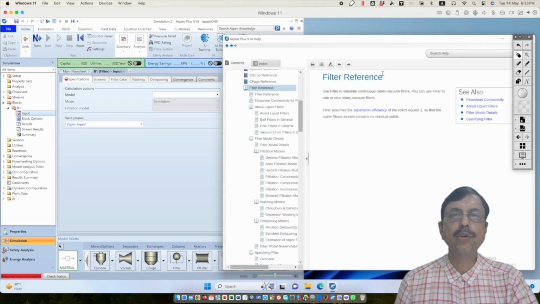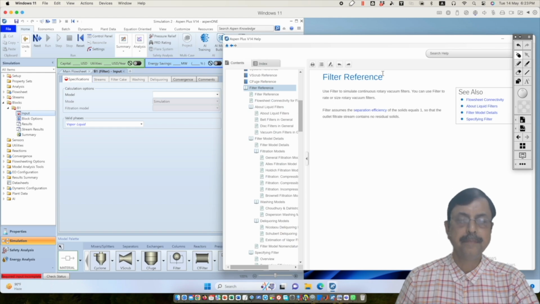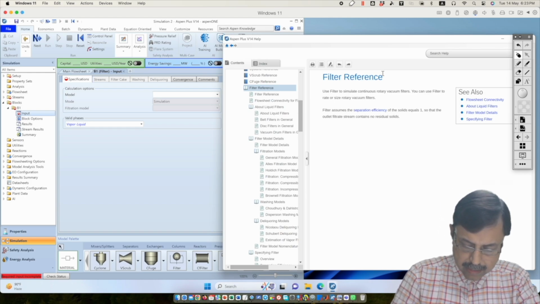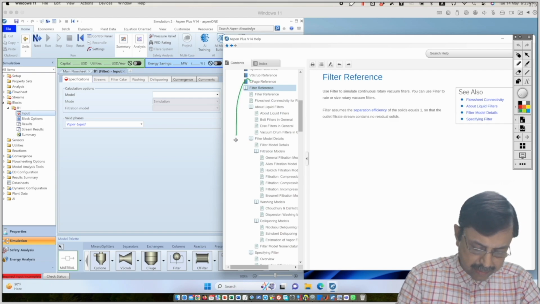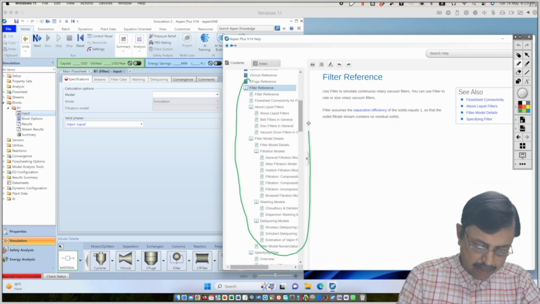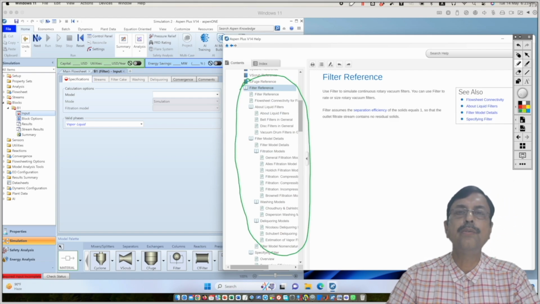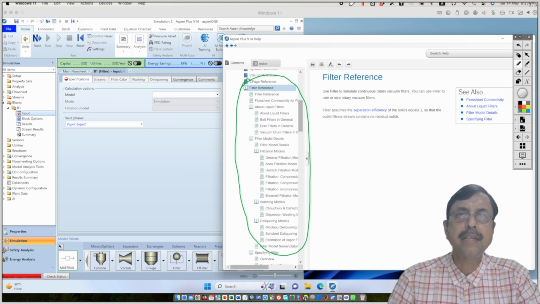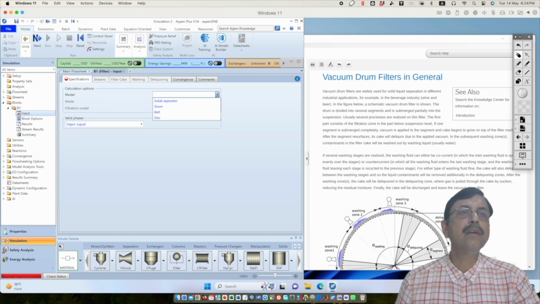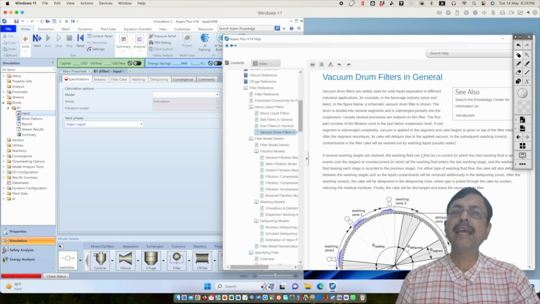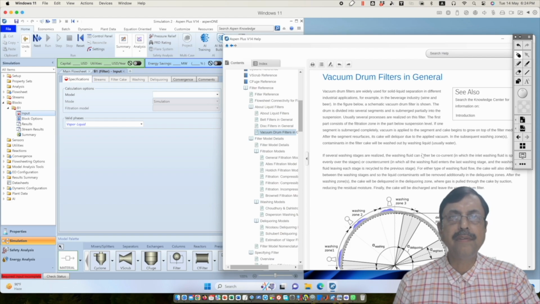For that, let us go to the Aspen Plus help file. Here you will find all the filter references that are available. You can go through each one of them to understand better. First, we will see what a drum filter is. Now, a drum filter is the same as the rotary drum filter that we learned about in our undergraduate days.